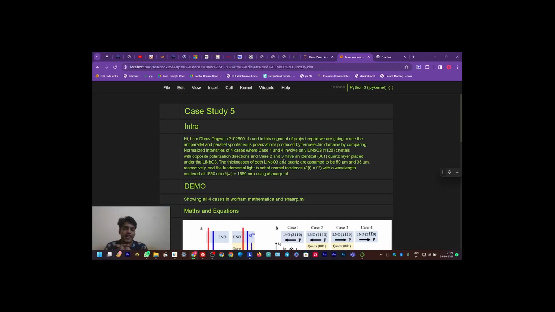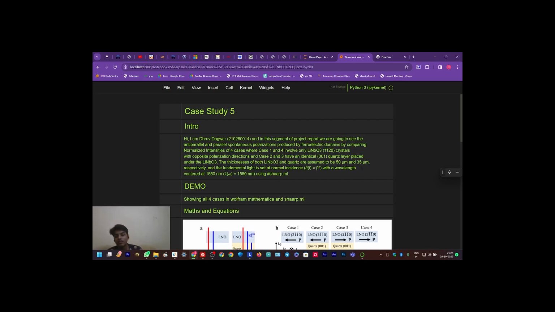Hi, this is Dhruv, and in this segment of the project, we are going to see the anti-parallel and parallel spontaneous polarization produced by ferroelectric domains by comparing normalized intensities of four cases. In the first and fourth cases, we would be using LiNbO3 crystals with opposite anti-parallel and parallel polarization directions, and in case two and case three, we would be using the same incident polarization with anti-parallel and parallel domains with a quartz layer, which would be creating a difference in the intensities of reflected and transmitted light at 2 omega frequency.